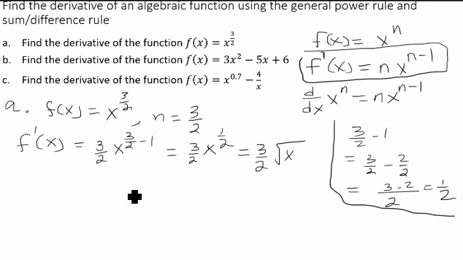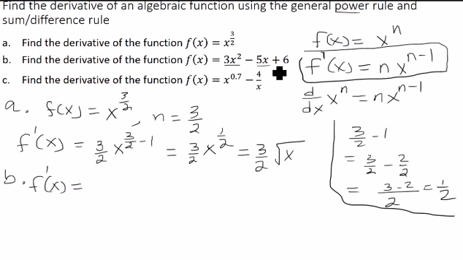Now part B. In part B, I have more than one term, so I have to use the sum rule combined with the power rule. The sum rule says if you have a bunch of terms, then you just keep on finding the derivative of each term separately. It's similar to limits: the sum and difference of limits equals the limits of the individual terms. So here, f prime of x: I'm going to go ahead and find the derivative of each of these terms.